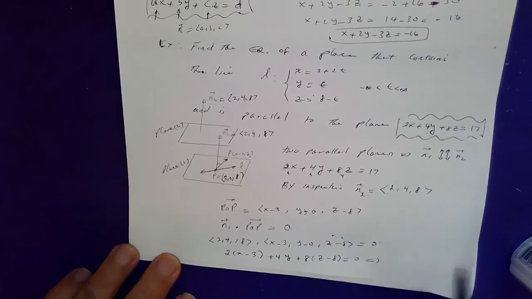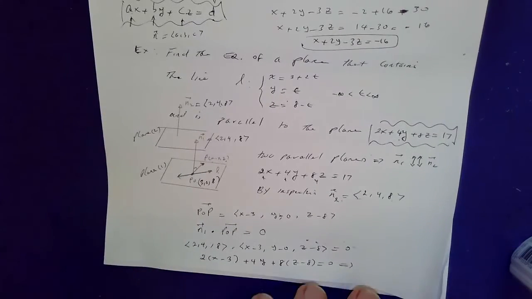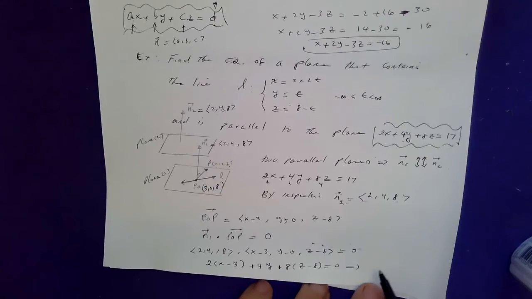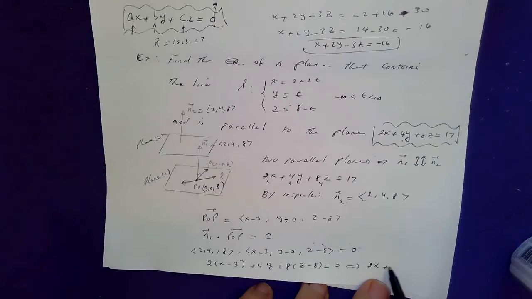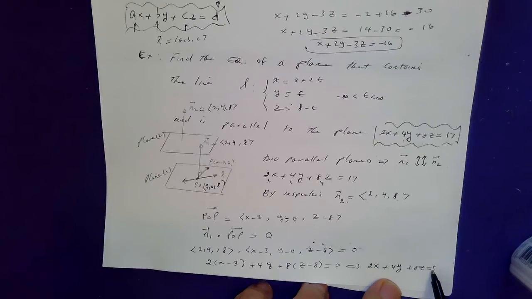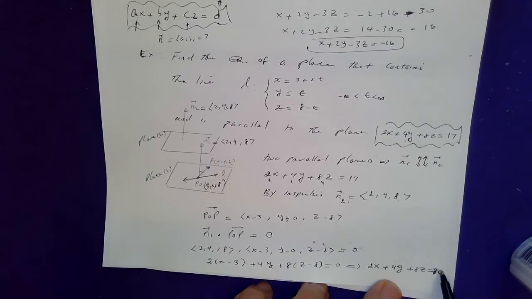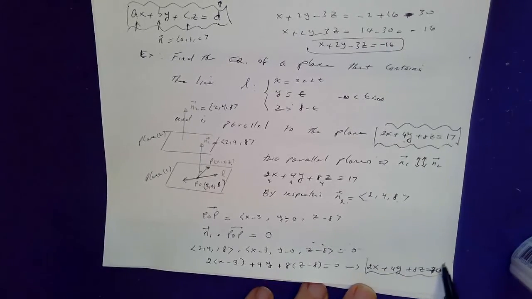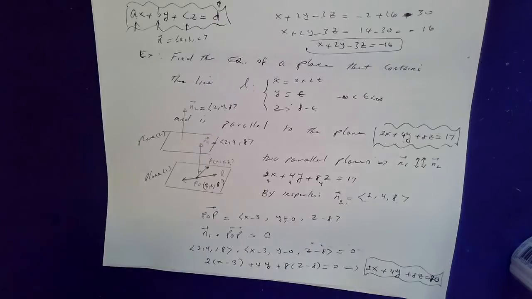Then you can clean this up and write it as 2x plus 4y plus 8z is equal to 70. And that would be in the standard form. And that's the final answer for this problem.